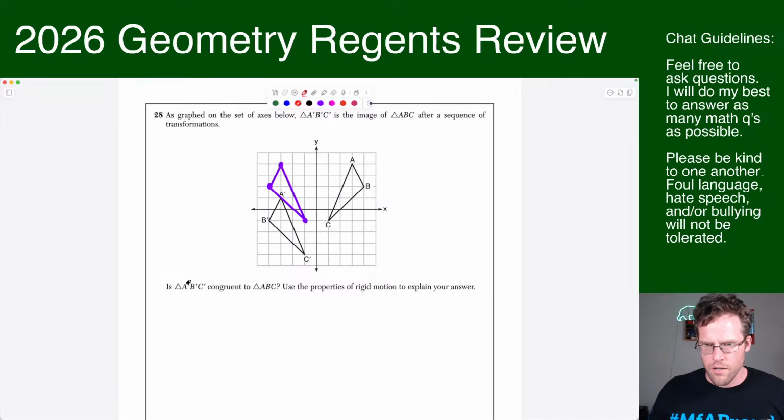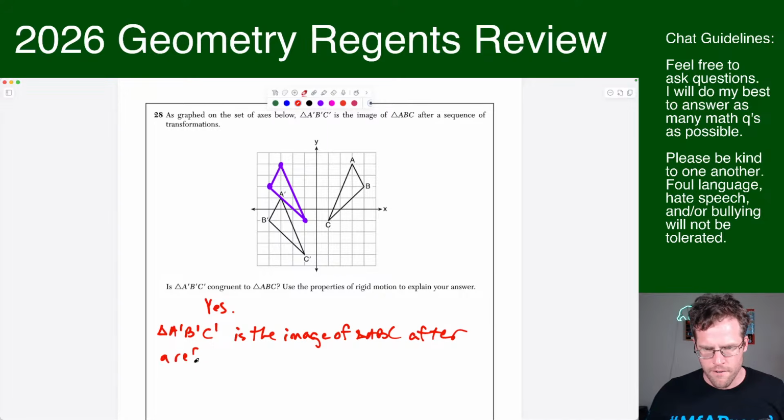So are these two congruent? I would say yes, first. And then how do I know? I would say triangle A prime, B prime, C prime is the image of triangle ABC after I explain the transformations I did: after a reflection over the y-axis, followed by a translation 3 units down.